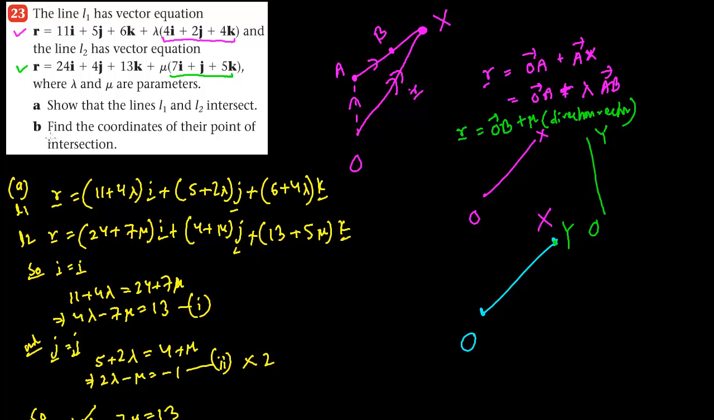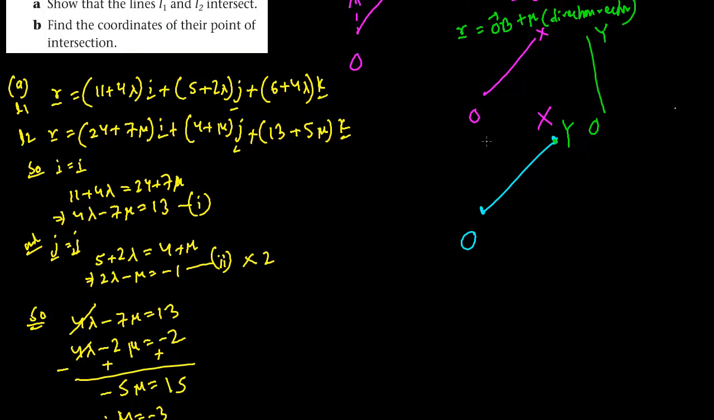So is there any shortcut of showing that L1 and L2 intersect or not? Well, there is. When you have a question where you first have to show that the lines intersect and then you have to find that point of intersection, it's a different question. In this situation, you can do this by using the third equation and seeing whether the third equation holds true for the value of lambda and mu. If it holds true, therefore the lines intersect. You don't have to find the point of intersection to prove that. So let's find the third equation.